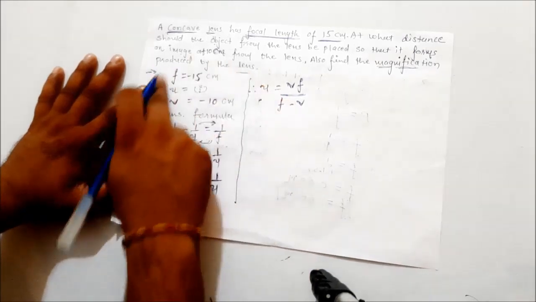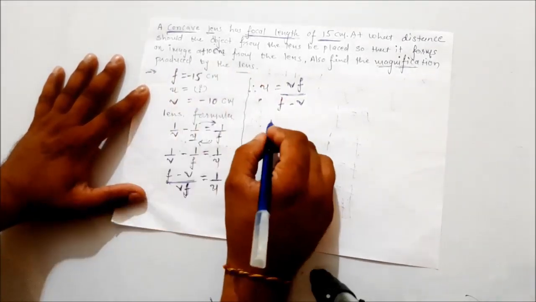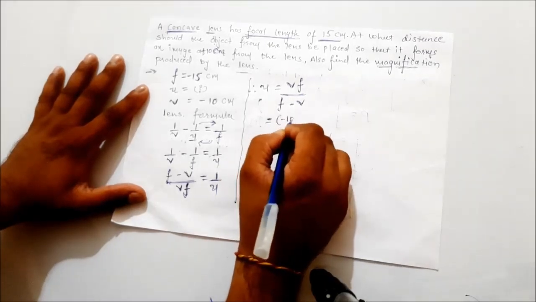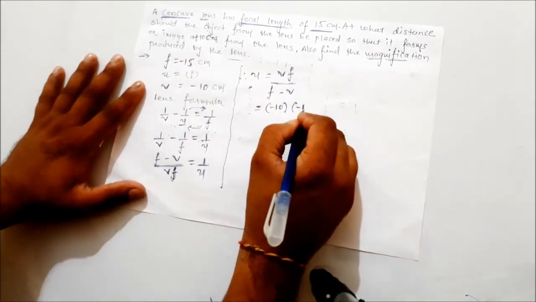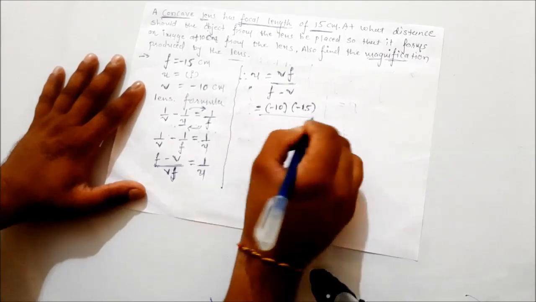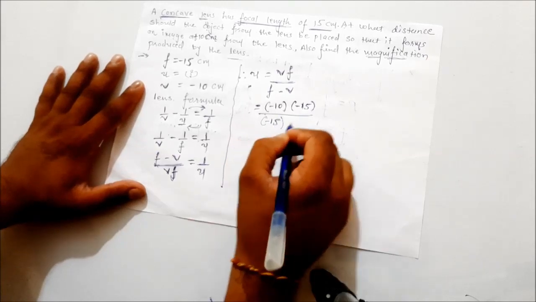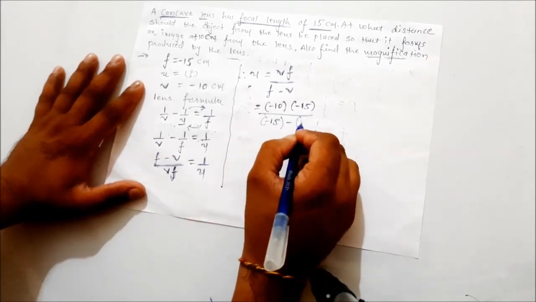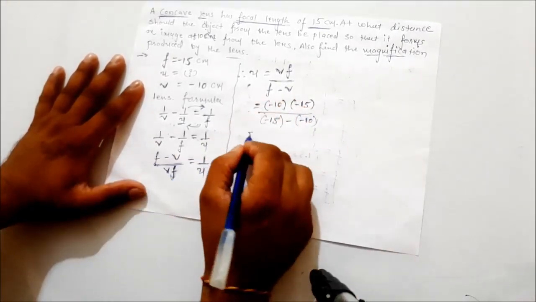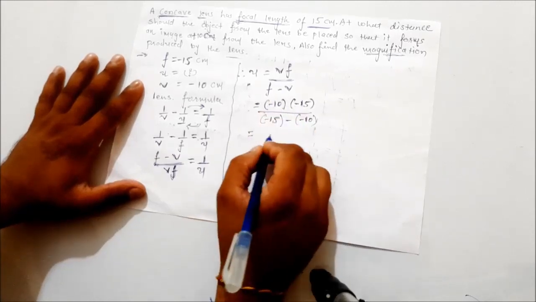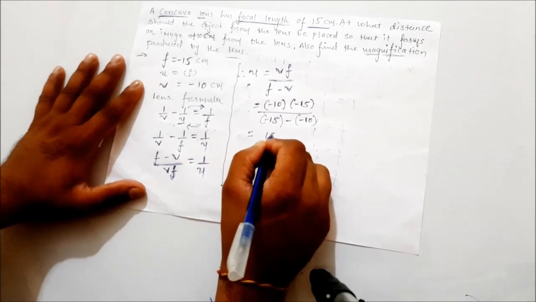Now from the given data, what is v? The value of v is minus 10. The value of f is minus 15. So u equals v into f, divided by f minus 15, minus the value of v, which is minus 10. Now let's calculate it. 10 into 15, negative negative, so that will be positive. Here we will get positive 150.